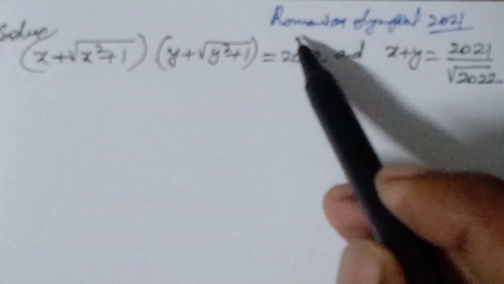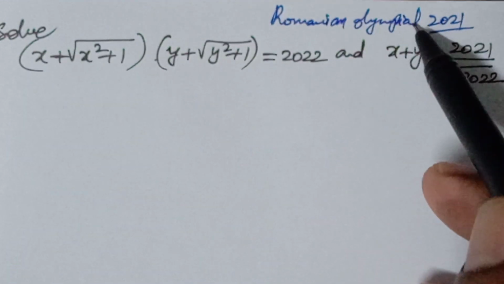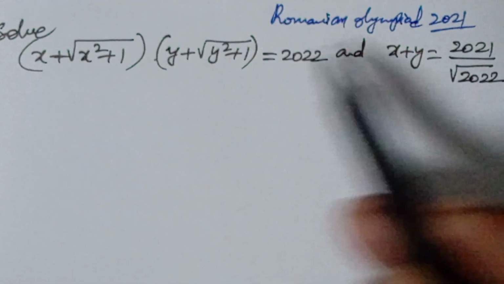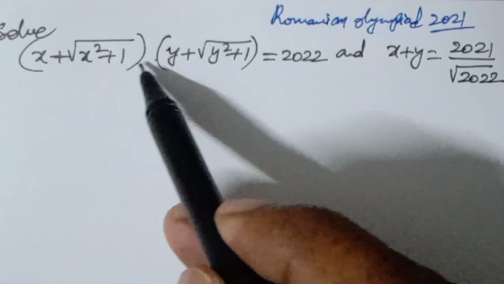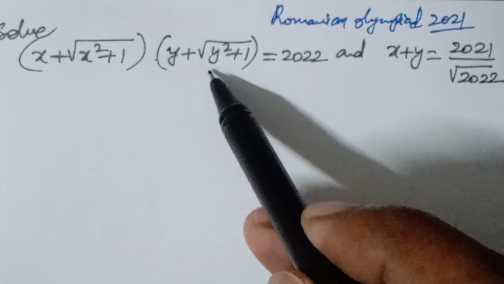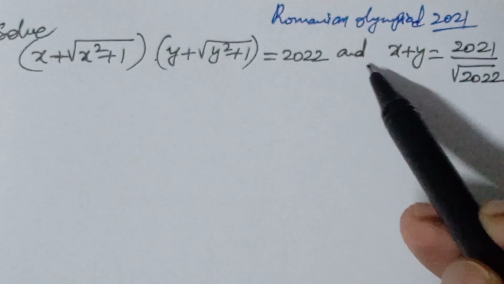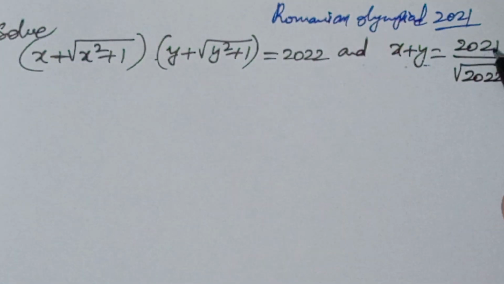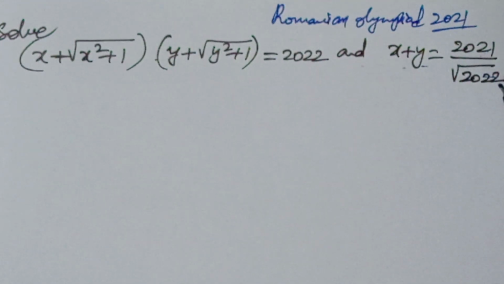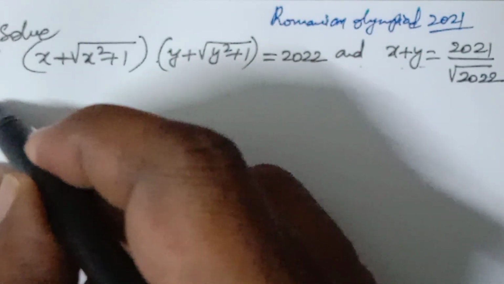So the problem is selected from Romanian Olympiad 2021. Solve (x + √(x²+1))(y + √(y²+1)) = 2022 and x + y = 2021/√2022. So here this problem is given in the Romanian Olympiad.